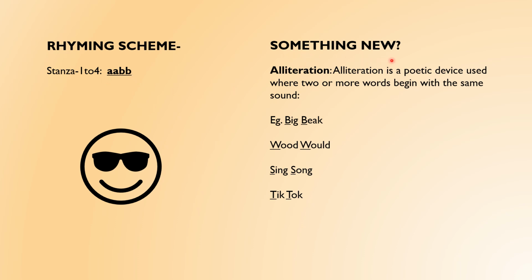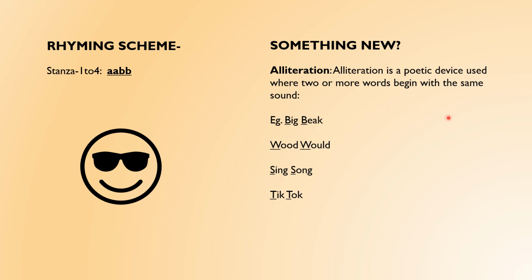Apart from that, we have learned something new also. Actually, this is new for you students, because you have not heard about poetic devices. Okay, you would learn more poetic devices in the upcoming classes, for example in class 7, 8, 9. So here we have learned something new, that is a poetic device. The name of the poetic device is alliteration. So alliteration is a poetic device used where two or more words begin with the same sound.